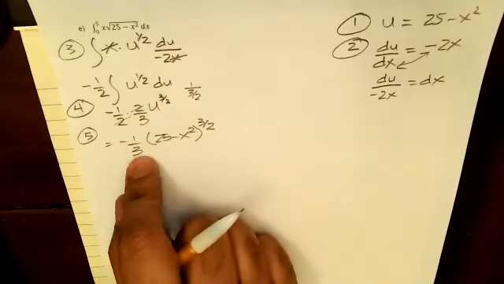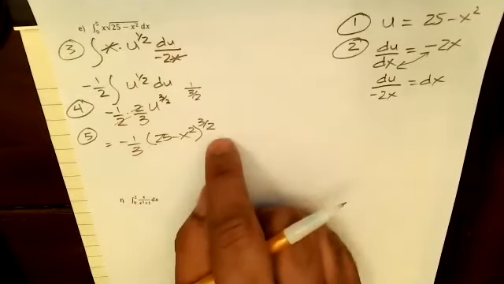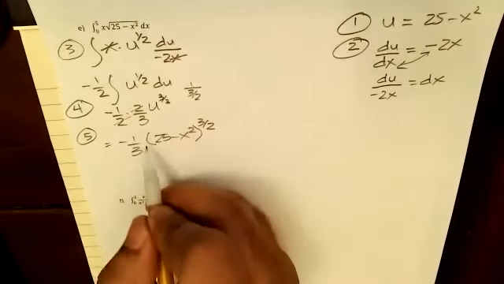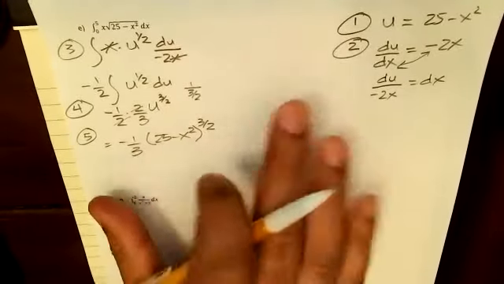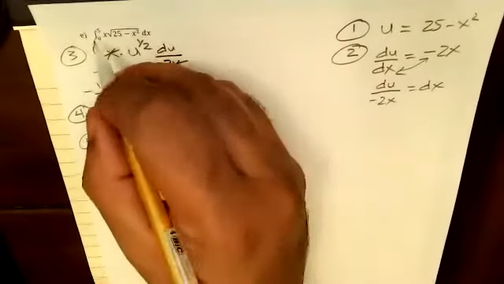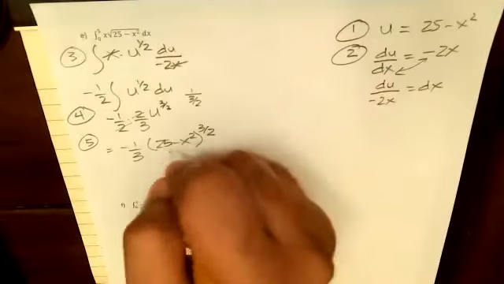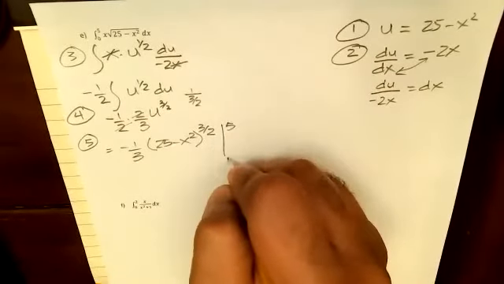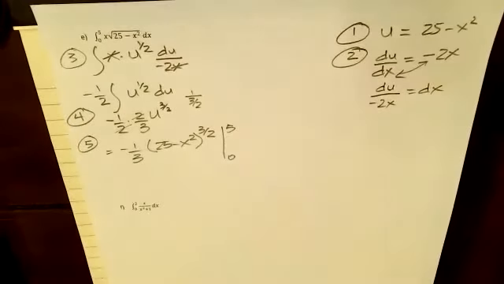Now, in the last lesson, what we would do at this point is put plus c, and then we would be done. Here, though, we're not done because this was a definite integral, so we have the numbers 5 and 0 that were given to us. So instead of putting plus c, I'm going to draw a line, and I'm going to put the 5 and the 0.